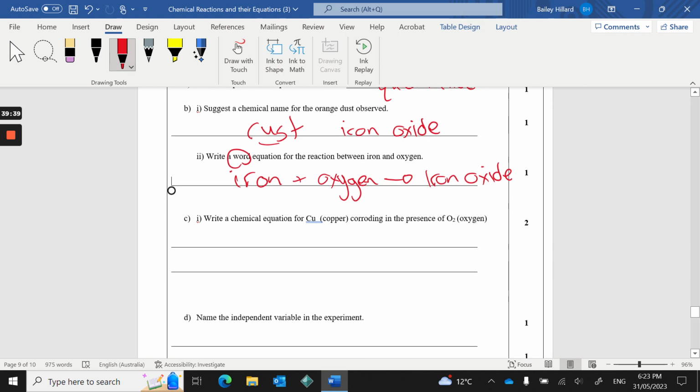Write a chemical equation for copper corroding in the presence of O2. Now we can do our chemical equation, all right? So Cu plus O2 goes to CuO. Now, this is going to be an ionic bond because we have a metal and a non-metal, so we've got to do charges. Now, copper, remember what I said: if you have a metal that's in the middle of the periodic table, a transition metal, just assume that it's going to be 2+, unless you're told with Roman numerals that it's not.